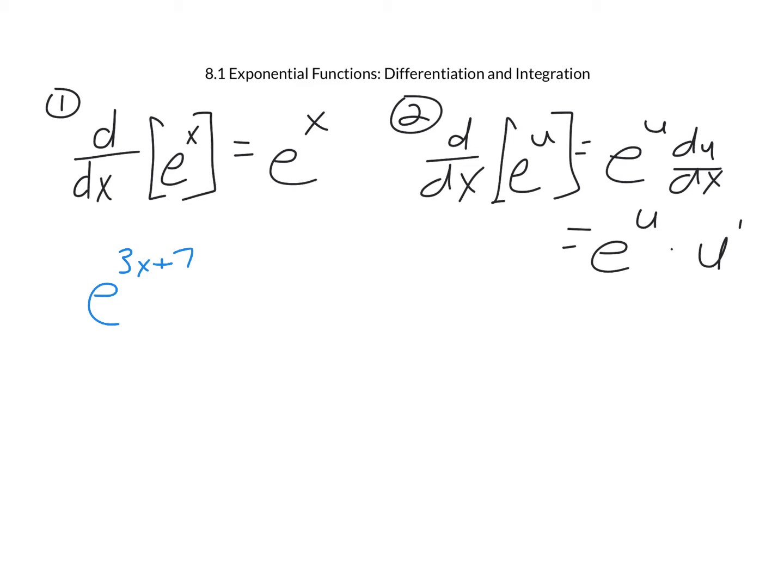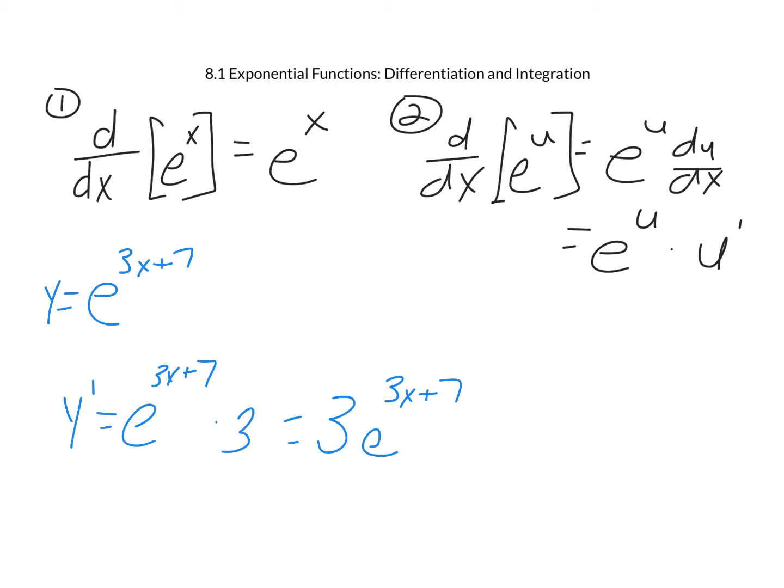We got our first example here in blue, e to the power of 3x plus 7. How are we going to differentiate that? Well, as we look at rule 2, the base and the exponent stay the same. I should write this in proper function notation where y equals. So when we differentiate, y prime equals e to the power of 3x plus 7 times the derivative of 3x plus 7. What's the derivative of 3x plus 7? It's 3, right? Hopefully you remember from last time. Let's make it look a little prettier. 3e to the 3x plus 7 power. That is your answer to the first example.